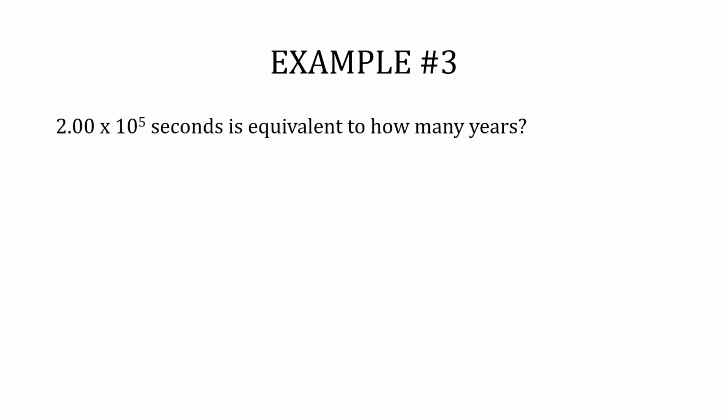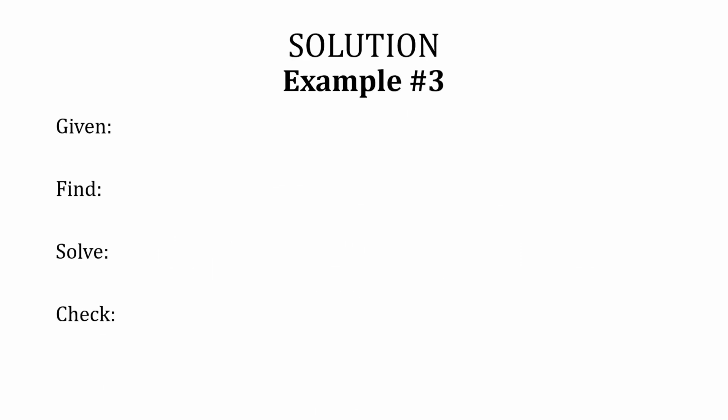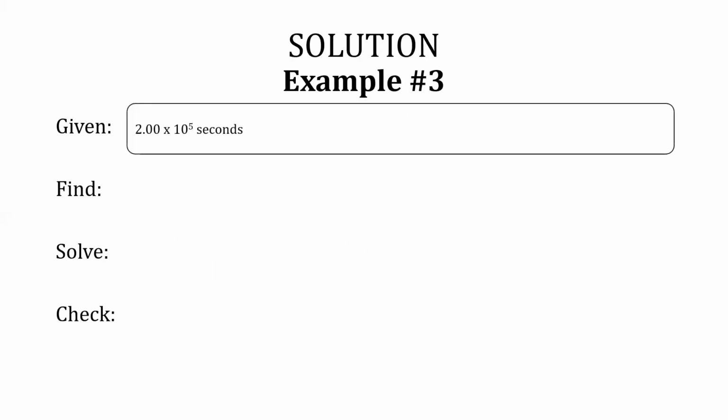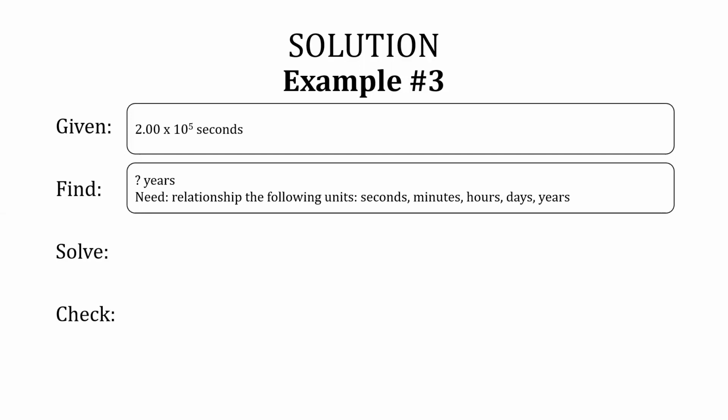Multiple unit conversions. Problem 3 is, 2.00 times 10 to the 5 seconds is equivalent to how many years? It is given that the time elapsed is 2.00 times 10 to the 5 seconds. To find the time elapsed in terms of years, one needs to look at the relationship between seconds, minutes, hours, days, and years.